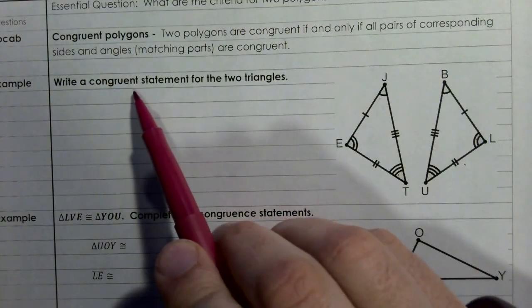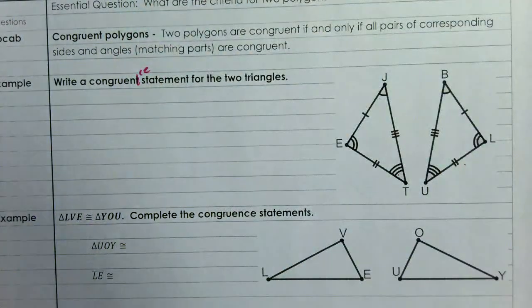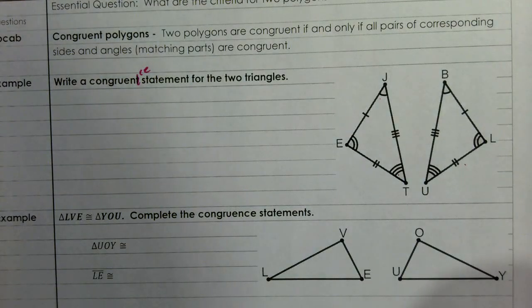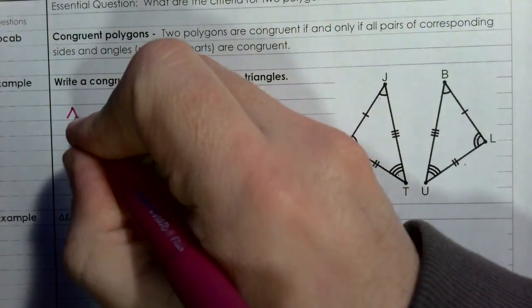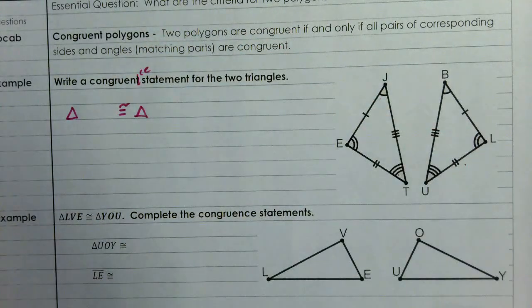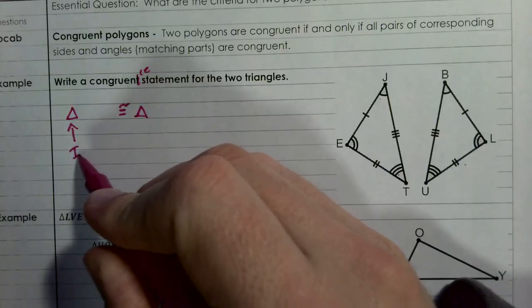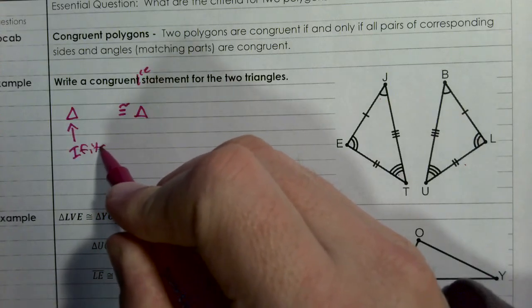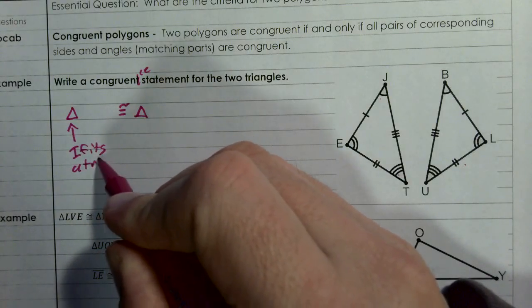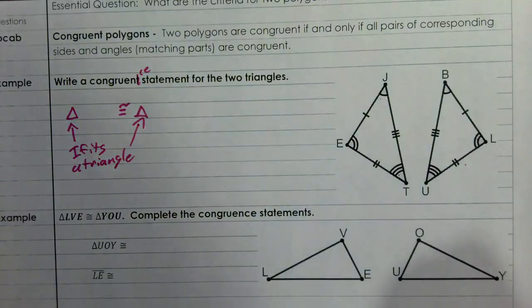So we're going to write a congruence statement, where we say one of our triangles is congruent to the other triangle. Now you only put this little triangle symbol here if it's a triangle. Otherwise, you just list those letters.